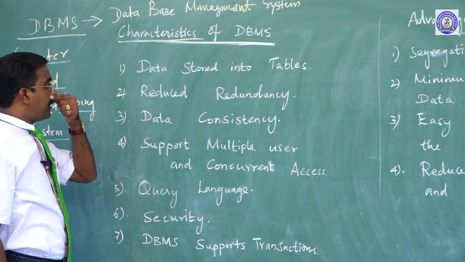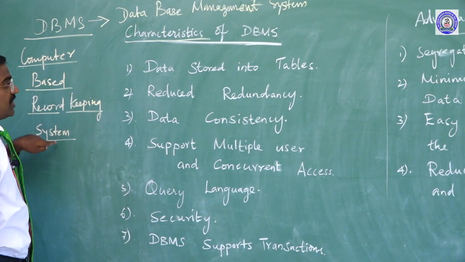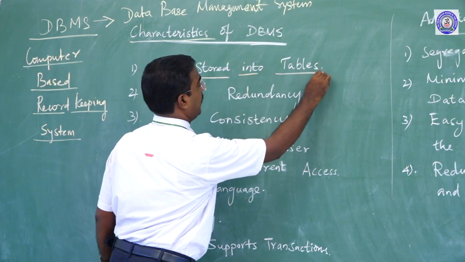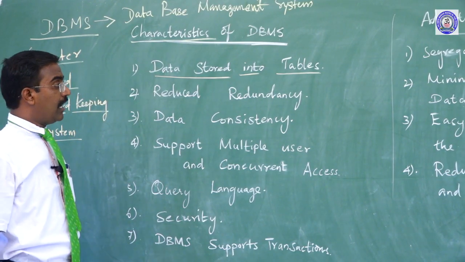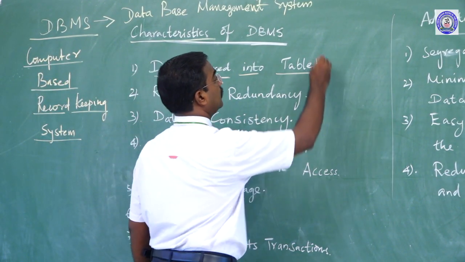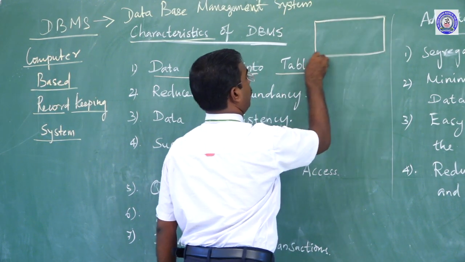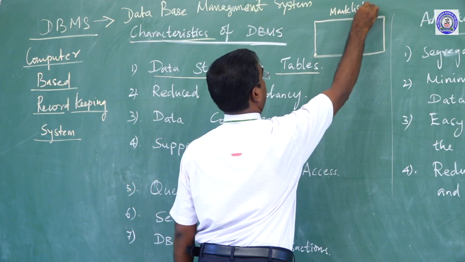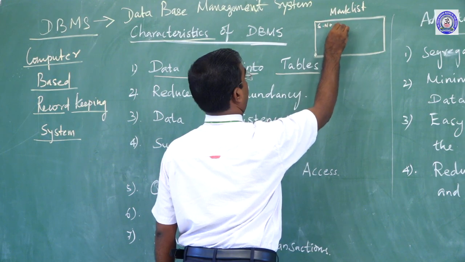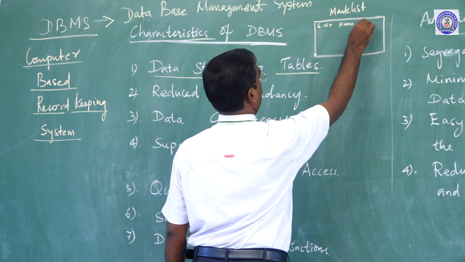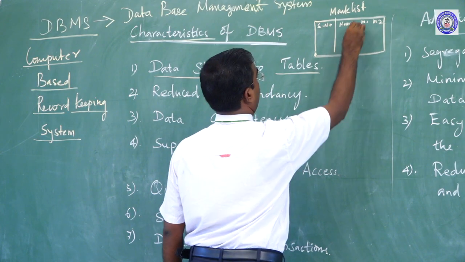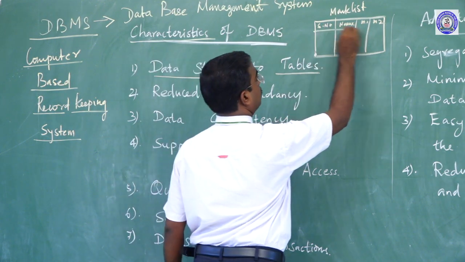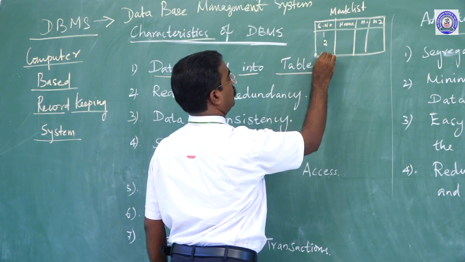Now I will talk about the characteristics of DBMS. In this DBMS, or computer based record keeping system, data is stored in a table. We represent the table like this. This is a mark list table. Here serial number, name, mark 1 and mark 2. In this case, we introduce serial numbers 1, 2, 3.